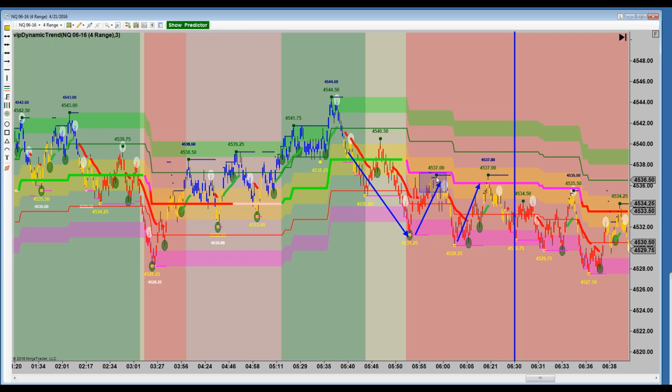I'm not going to do them all. I'll do a couple of them, right? Here's another one right here. There's a short right there. There's another one right there. Another one right there. There's 4 of them right there. 4 shorts.